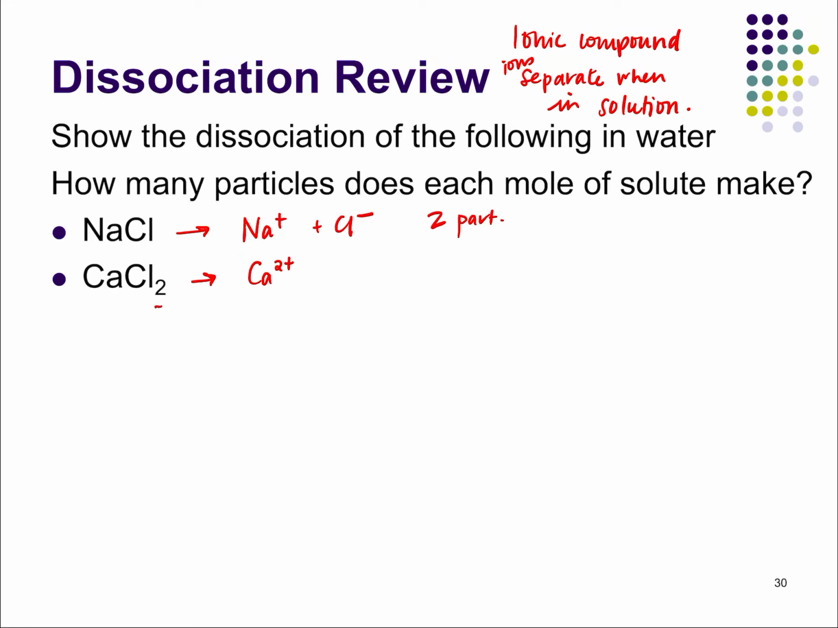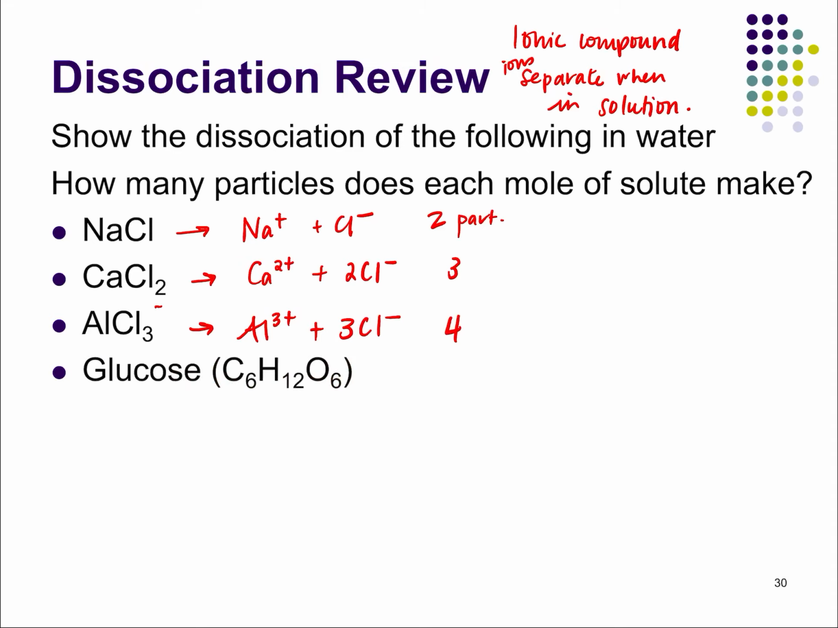CaCl2 will dissociate into Ca2+ and two chloride ions, 2Cl-. So three particles. AlCl3 gives Al3+ and 3Cl-. So four particles. Glucose is covalent, so it does not dissociate. So one particle.